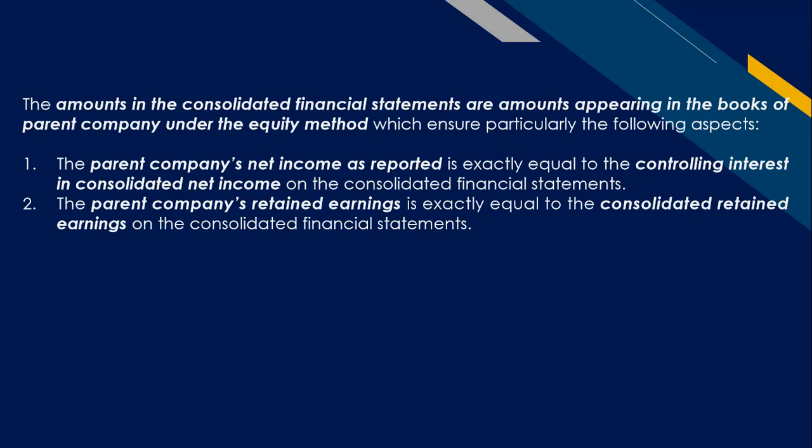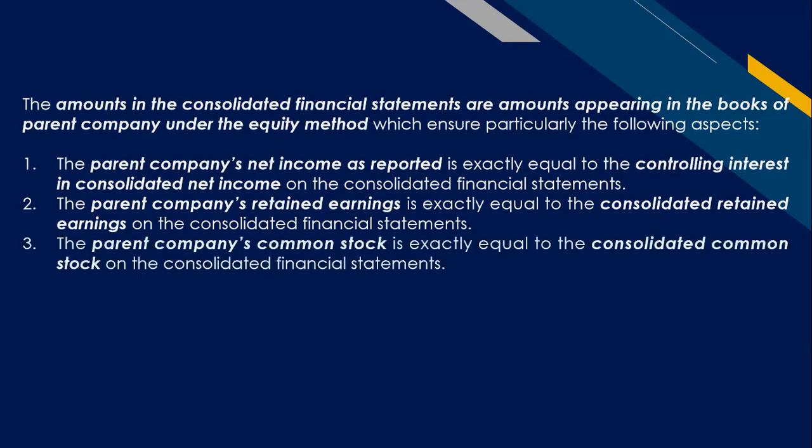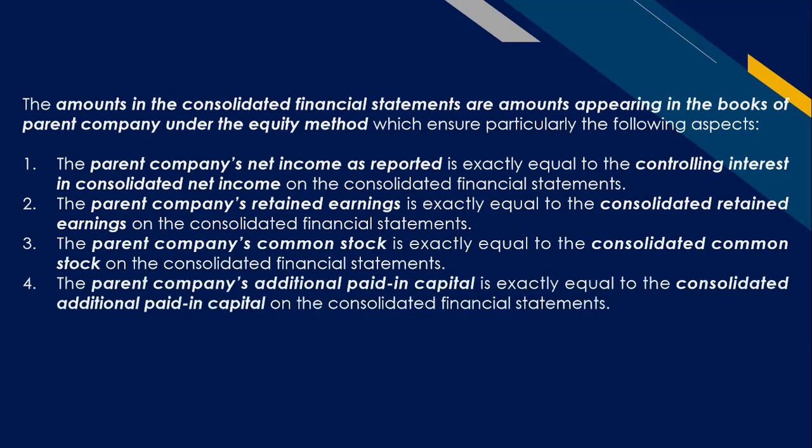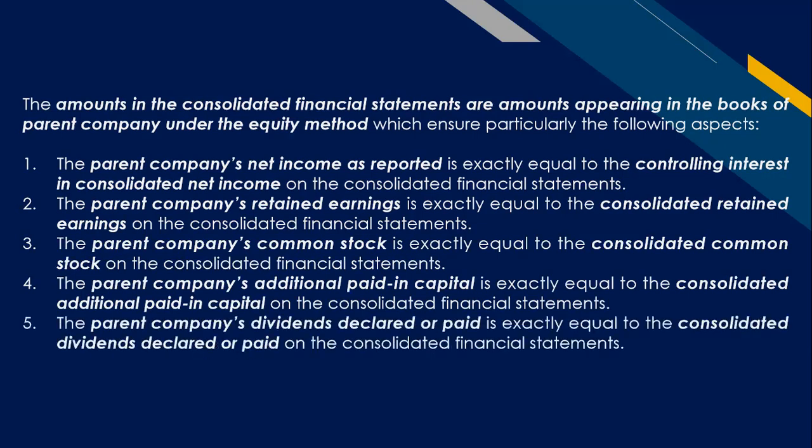Now take note, the amounts appearing in the consolidated financial statements are amounts appearing in the books of the parent company under the equity method, which ensures particularly the following aspects. The parent company's common stock is exactly equal to the consolidated common stock on the consolidated financial statements. The parent company's additional paid-in capital is exactly equal to the consolidated additional paid-in capital. The parent company's dividends declared or paid is exactly equal to the consolidated dividends declared or paid on the consolidated financial statements.